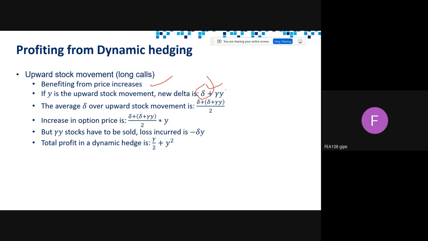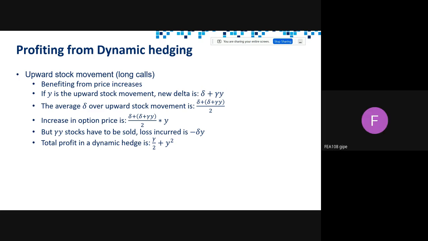Delta plus gamma Y. Why gamma Y? Because that's delta itself, and the stock has moved by Y. So that's the new delta, right? Delta is the previous one, and gamma is the change, how much it has changed by.